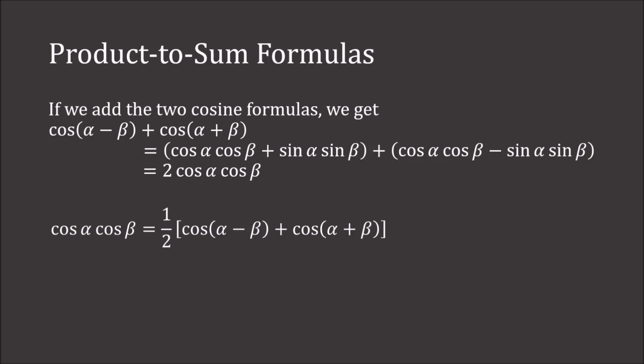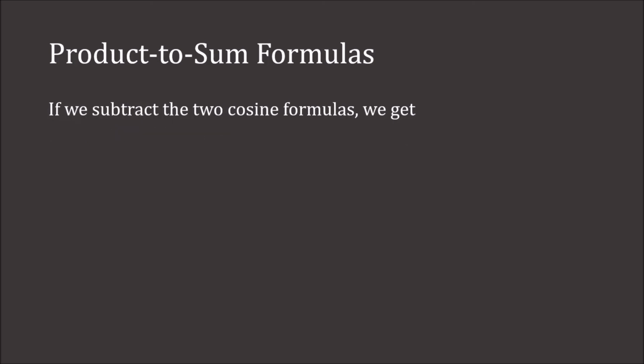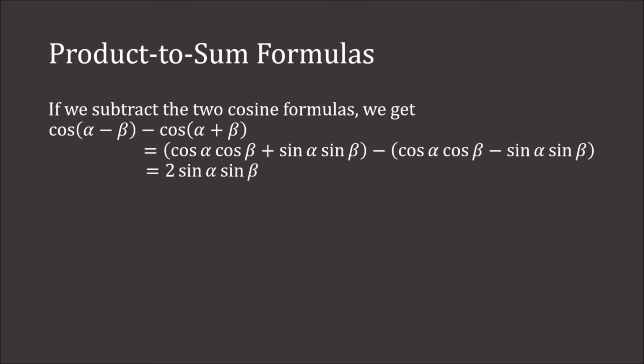If instead we subtract the two cosine formulas, then we'll get 2 times sine of alpha times sine of beta, right? The only thing that changed from the previous slide is that instead of this being a plus, it was a minus. Solving, we get sine of alpha times sine of beta is 1/2 times the quantity cosine alpha minus beta minus cosine of alpha plus beta. And this is the Product-to-Sum identity for the sine function.